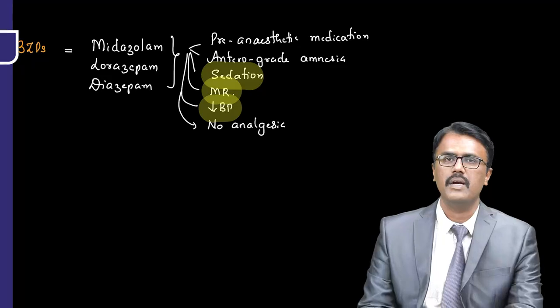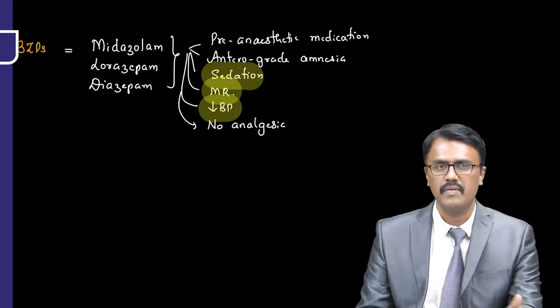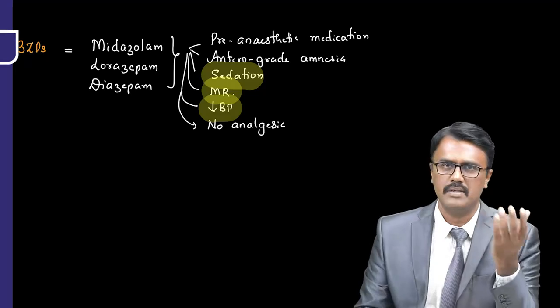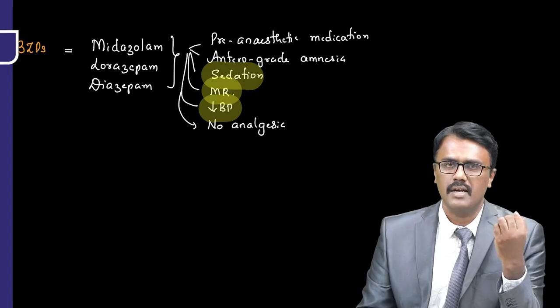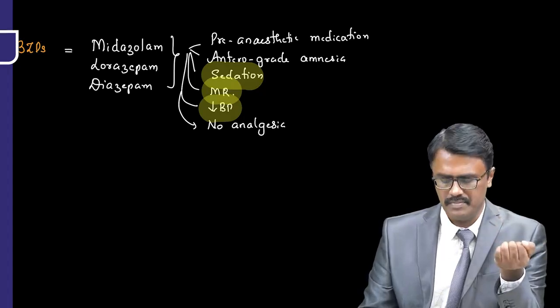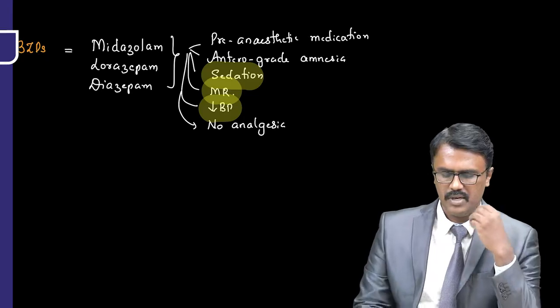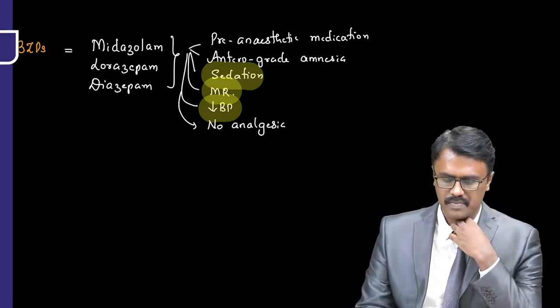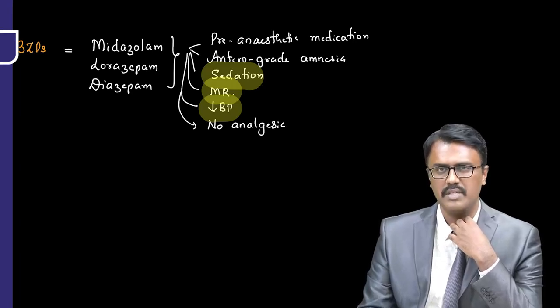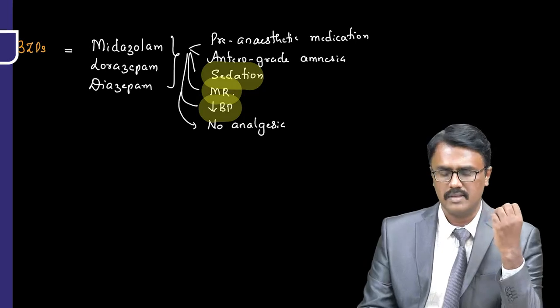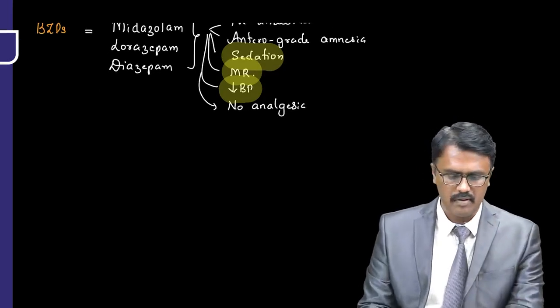They can lower the BP at high dose. But when you give them still higher dose, they can suppress the breathing, respiration, the cardiovascular system can get depressed, BP may fall. So that is the use of midazolam, lorazepam, diazepam, and they are also used as pre-anesthetic medication. They cause anterograde amnesia, sedation, muscle relaxation, decrease the BP, and they don't have analgesic effect.